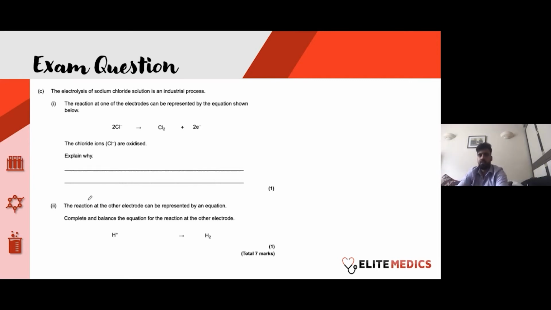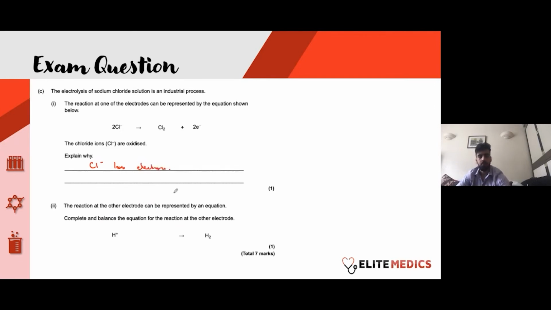Okay, so the electrolysis of sodium chloride solution is an industrial process. The reaction at one of the electrodes can be represented by the equation shown below, whereby the chloride ions are oxidized. You can see why, because it's losing 2 electrons. So Cl minus loses electrons. Okay, that's simple.